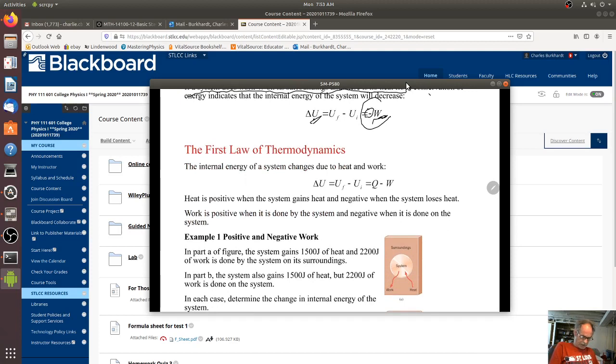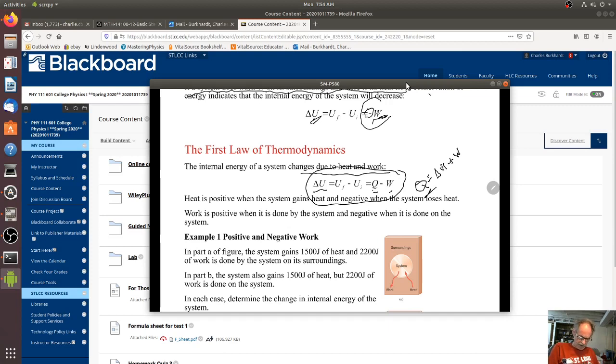The first law of thermodynamics. So if the system changes due to heat and work, then the change in internal energy is Q minus W. I don't usually think of the equation like this. I think of the equation as Q equals delta U plus W, which you see is the same equation. I just moved the W to the other side. But this is the way I like to think about it.